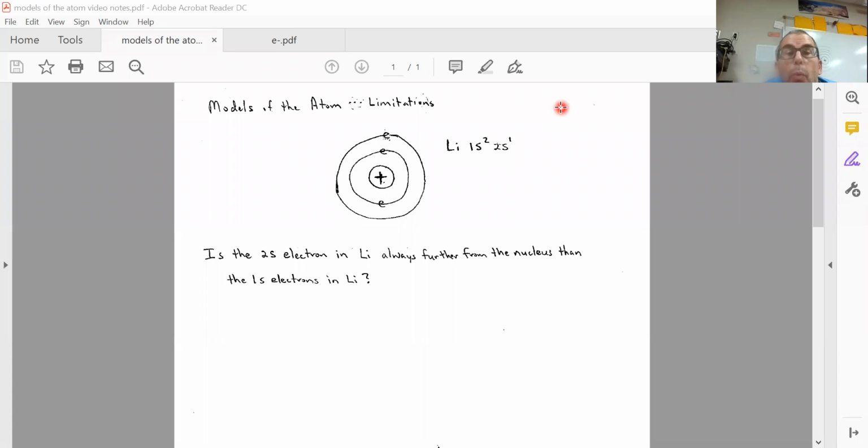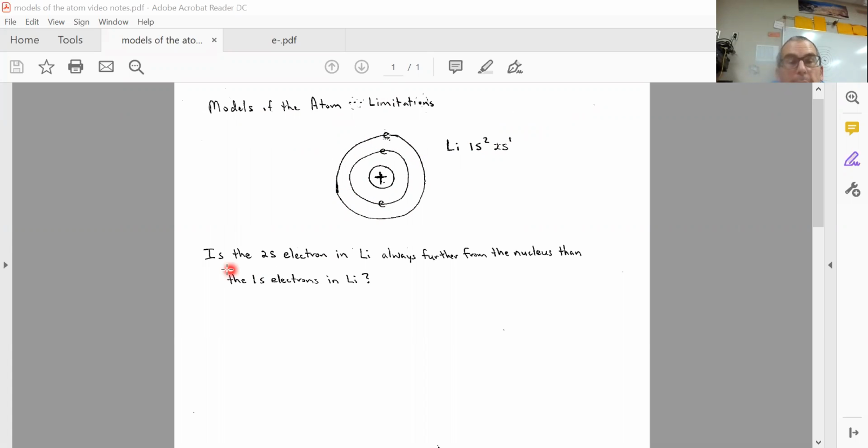In this video, we're going to look at models of the atom, especially about electrons, and their limitations. So in this atom, I have a lithium atom. There are two electrons in the 1s level and one electron in the 2s level.